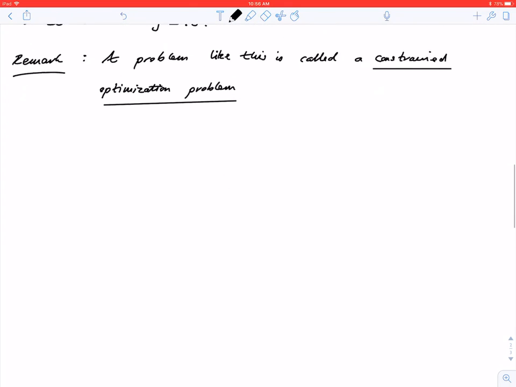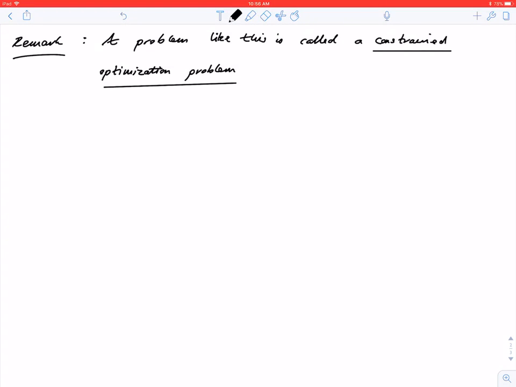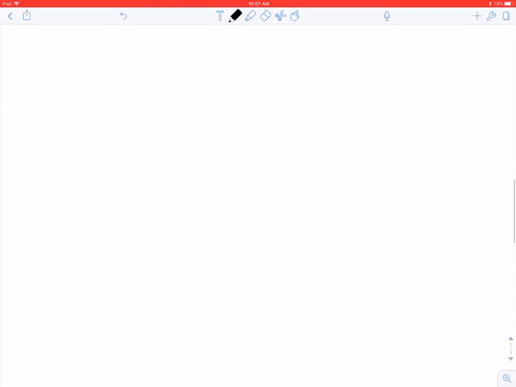So let me now put together a checklist of things you should do when you're trying to solve a problem of this nature. So let's do a basic strategy. Strategy to solve constrained optimization problems.